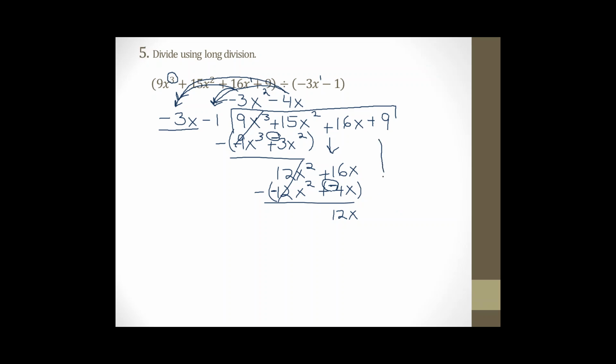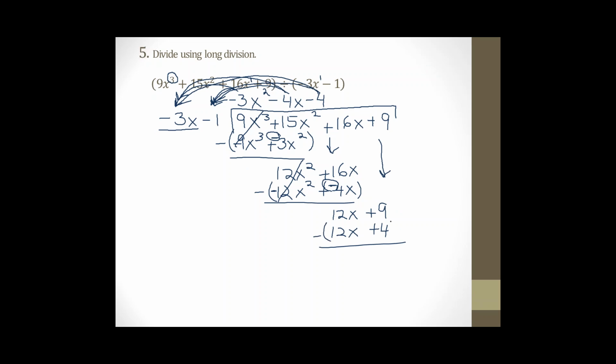Bringing down the last term, so plus 9. And again, how many times does the negative 3x go into 12x? I would have to multiply by negative 4. Negative 4 times the two terms, so negative 4 times negative 3x is positive 12x, and then negative 4 times negative 1 is a positive 4.